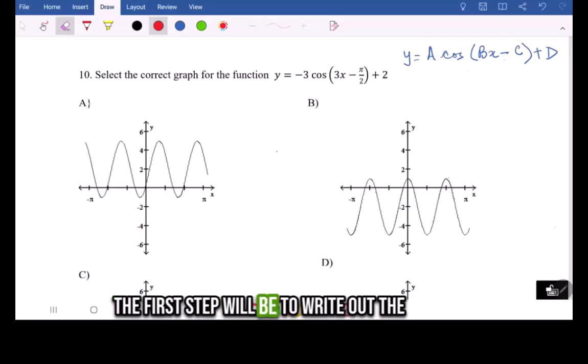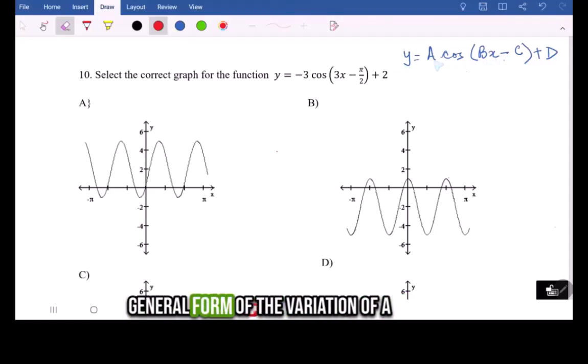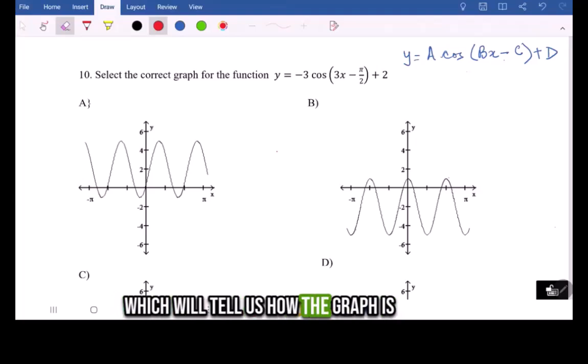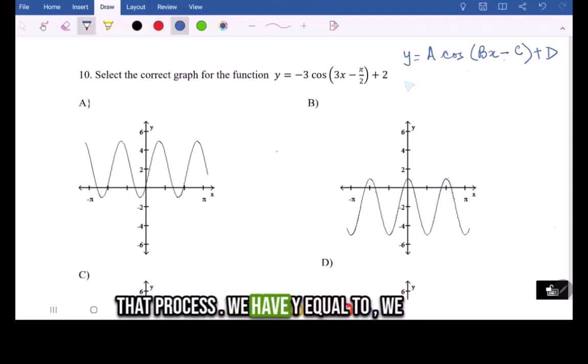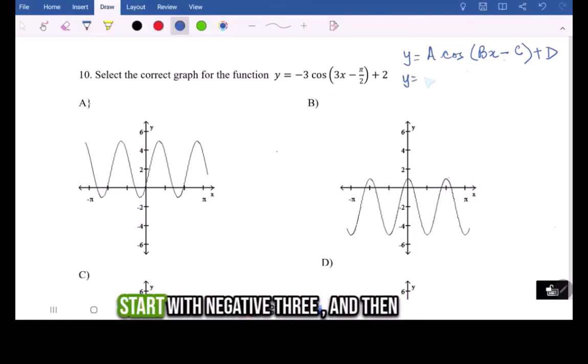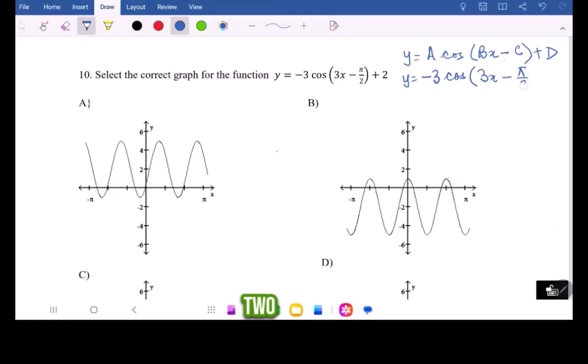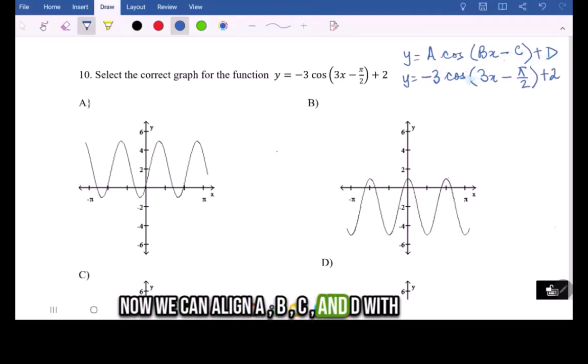The first step will be to write out the general form of the variation of a function, and then we will align the given equation with the general form. That will make it easy for us to identify the values of A, B, C, and D, which will tell us how the graph is going to look. So let's start with that process. We have y equal to, we start with negative 3, and then cos of 3x minus pi over 2 plus 2. Now we can align A, B, C, and D with their respective values, right?